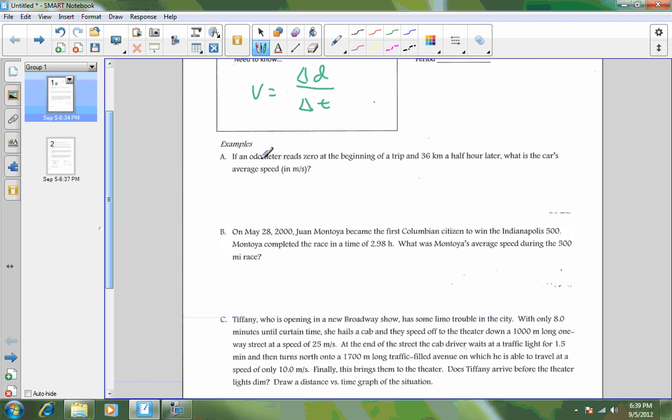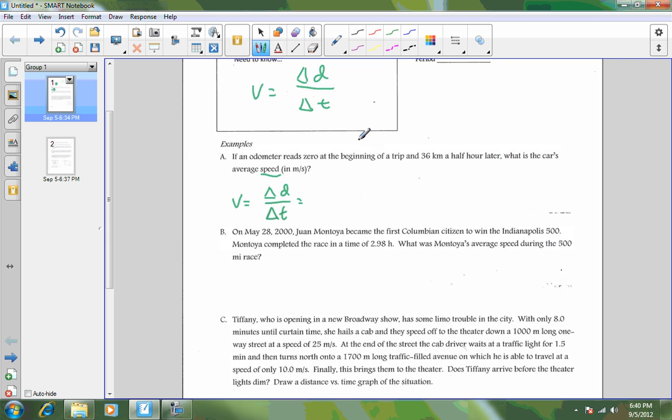And let's look at example A. If an odometer reads 0 at the beginning of a trip and 36 kilometers a half hour later, what is the car's average speed in meters per second? So we're looking for speed, and to find speed, we can use the velocity formula. So velocity is given by the change in distance over the change in time.